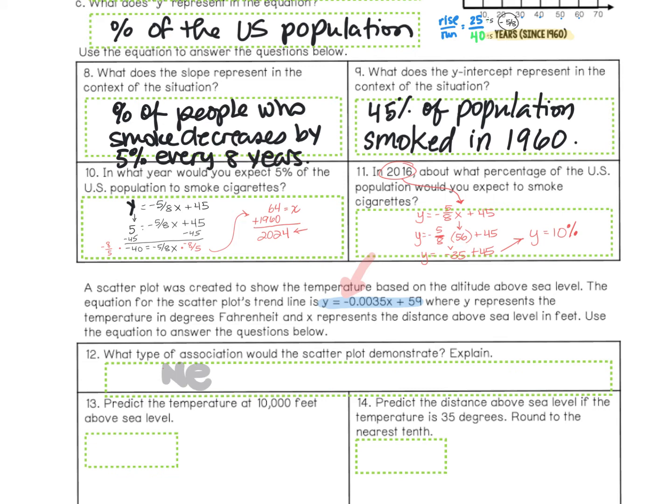Why do I keep using the highlighter? My apologies. I'm trying to use black ink. There you go.